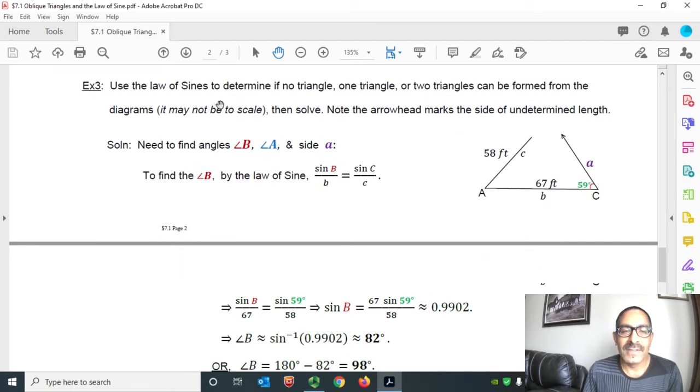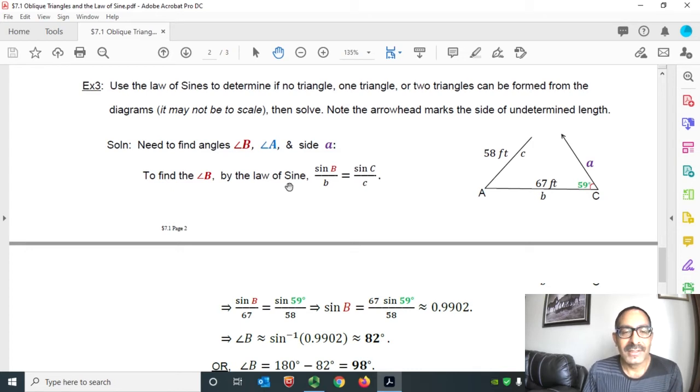Use the law of sines to determine if no triangle, one triangle, or two triangles can be formed from the diagrams. Then solve. Note the arrowhead marks the side of undetermined length. So here, this is the triangle and this side is not determined, and also the angle is not determined. So this one maybe joins here or maybe joins there. We need to find out the value of the side A and the angle B.